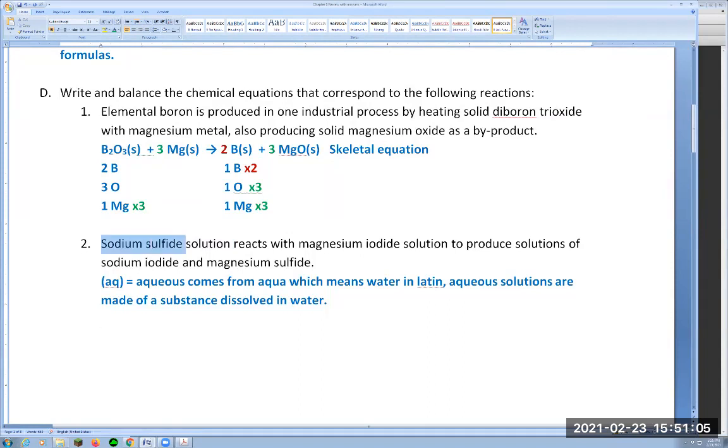So let's write the skeletal equation. And here we have sodium sulfide reacting, so that's on the reactant side. So sodium is Na, right?